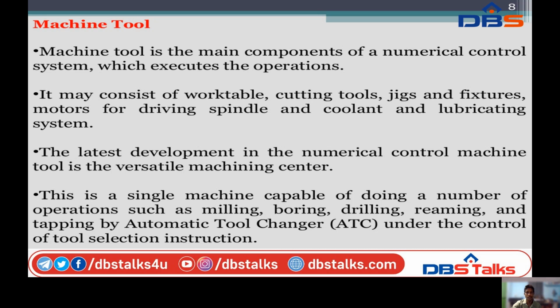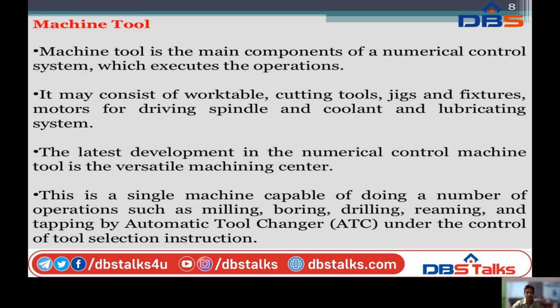The machine tool is the main component of a numerical control system which executes the operations. It may consist of tables, tools, jigs and fixtures, motors for driving the spindle, and coolant and lubricating system. The total work will be done in this system.